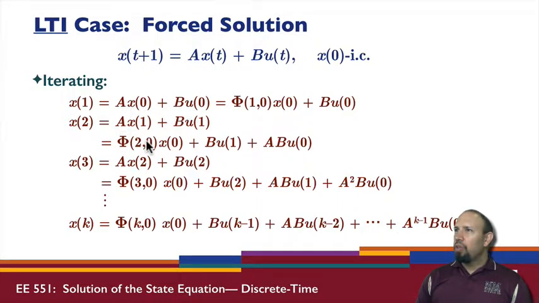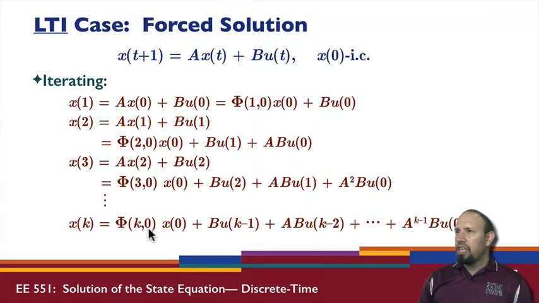As we went through the iteration, x1 is equal to A x0 plus B u at time 0, where A is basically the state transition matrix from 0 to 1. Then when we went to x at time 2, we have A times x of 1 plus B times u of 1. We substitute in for x of 1, and we get this expression, where we now have phi of 2 in here. And so forth, we continue, and this is the expression we get.